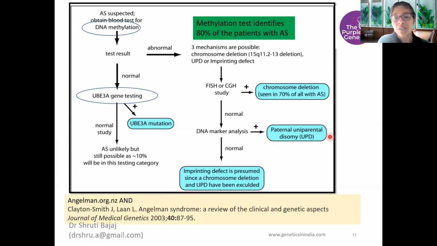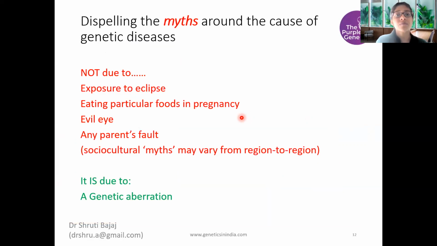This flowchart is also important for the parents to understand why on certain occasions your doctor may be asking you multiple tests. Sometimes if you get one test negative, you may have to dig further in order to reach a diagnosis. Depending on the regions where we stay, we often come across various myths surrounding the causation of Angelman. One needs to keep in mind that this is not a condition which is caused by any of the exposure to eclipse, particular foods in pregnancy, evil eye, any parent's fault, or depending on the socio-cultural background, there are individuals who feel it is a fruit of their previous birth.